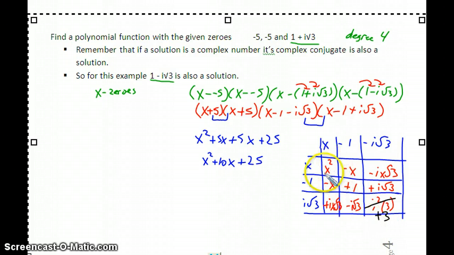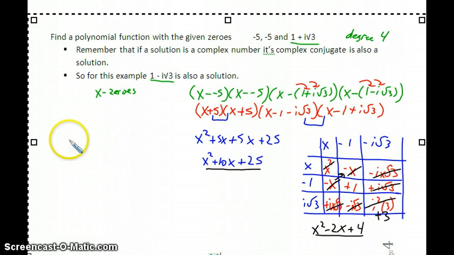So combining like terms, this would be my x squared. It has no like terms here. These two are like terms, minus 2x. The positive ix square root of 3 will cancel out with the negative i square root of 3, and then 1 plus 3 is 4. So now I have this polynomial and this polynomial left over that I need to multiply together. So I'm going to have to make myself another chart here. x squared plus 10x plus 25. Let's take this one and write it vertically like this.